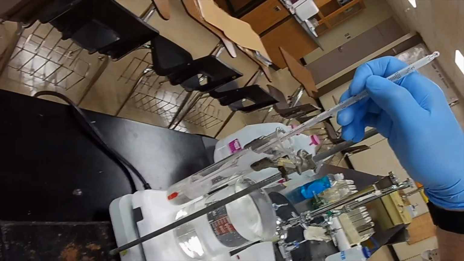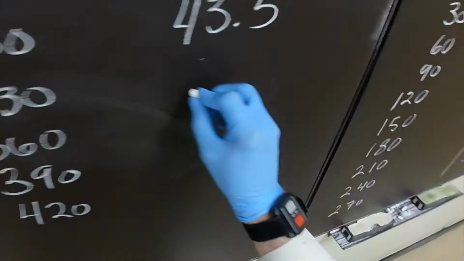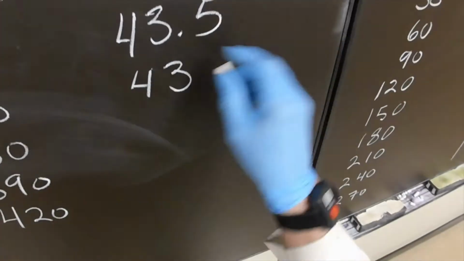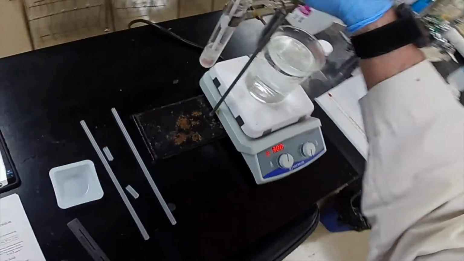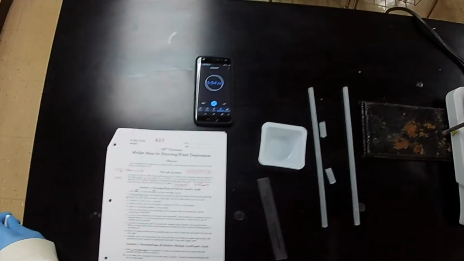So it's happened. 43. So we can either take 43 or 43.5. One of those is the freezing point because it happened while I was over here marking the temperature. So we're going to keep taking the temperatures just to go past the freezing point.